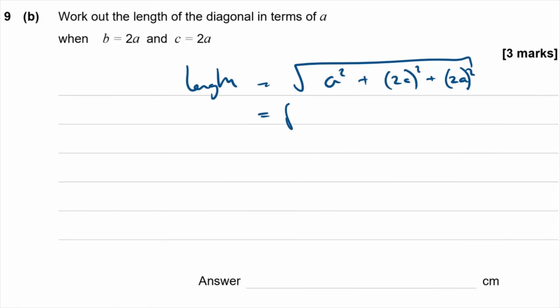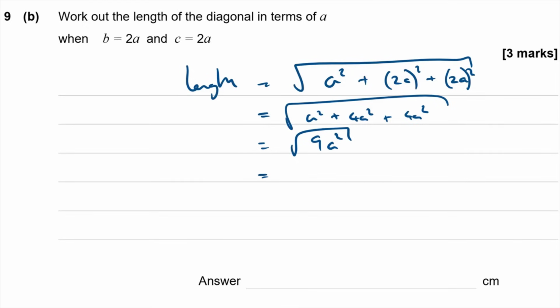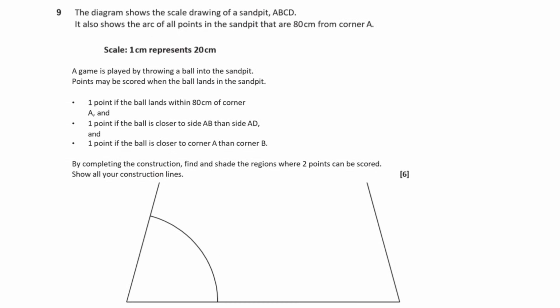So how many a squares have we got then? I've got a squared plus 4a squared plus 4a squared, which gives me 9a squared, and the square root of 9a squared, well, the square root of 9 is 3, and the square root of a squared is a. So it gives me 3a. And obviously when you square root you often get two results, positive and negative, but in this case there is only one solution that's valid, isn't it? It's 3a.